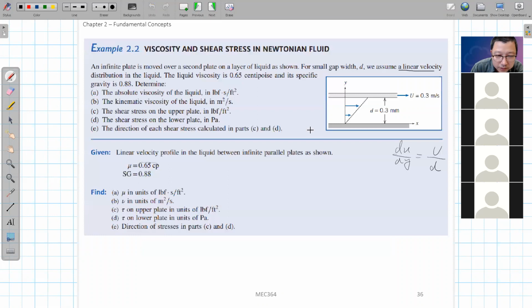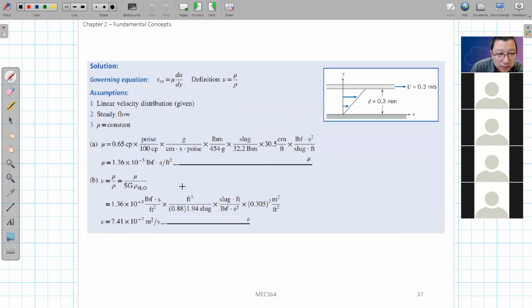Okay, and we want to convert this one centipoise to pound-force second over feet squared. This is how we do that. First, we have this 0.65 centipoise, right? We convert the centipoise to poise with this 0.01 correlation. So here we convert it to the poise.